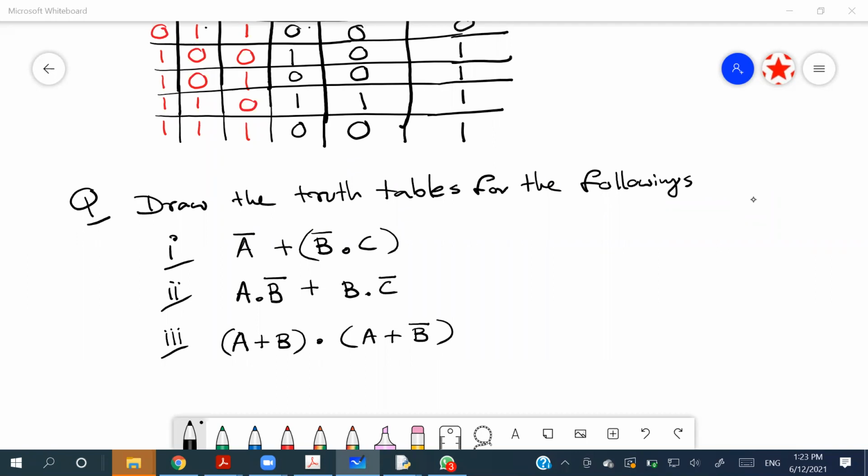Right, Nirmana. I received the second one. Let me see. ABC is correct. B bar is okay. C bar is okay. A dot B bar.